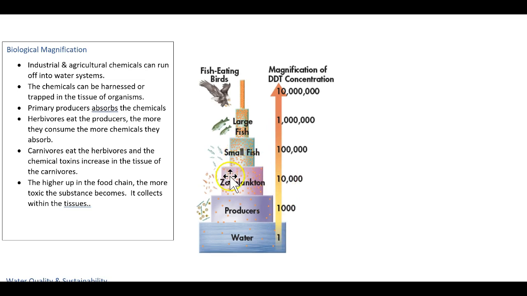So when small fish ate the zooplankton, if they ate 10 zooplankton, they're getting 10 times more the amount of toxic DDT into their tissues. And this continued up the food chain. So as large fish ate the small fish, again, 10 times more, we're now up to 1,000,000 times greater the amount of DDT, and by the time it got up to our eagles and our hawks, it was 10 million times the concentration than that in the water. This is biological magnification, and this happens.